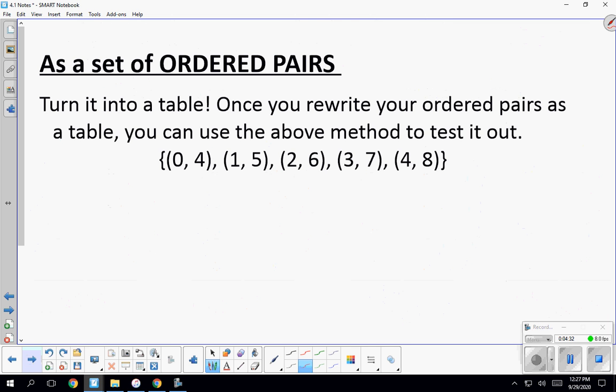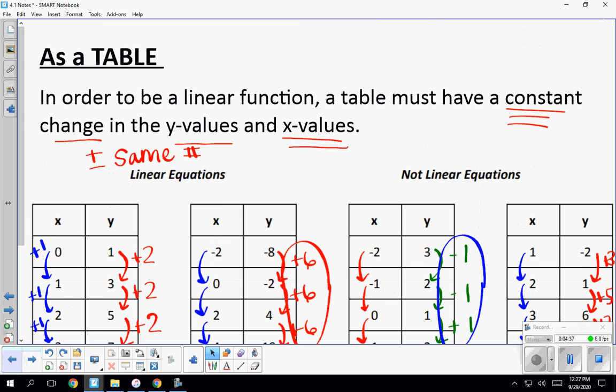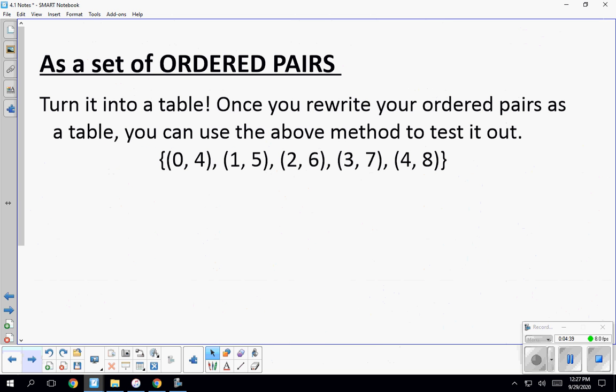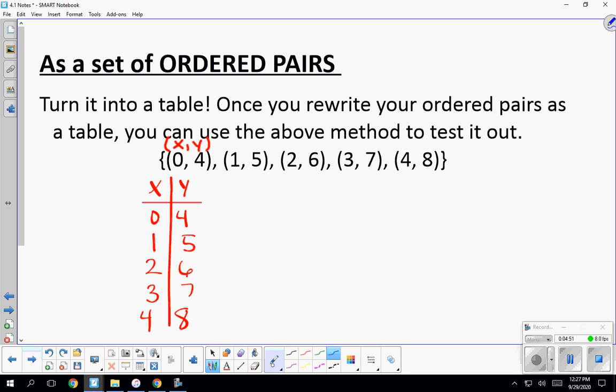If I'm given a set of ordered pairs, I can actually write it as a table, and then I can go back and use this method again. So what I've done here with these ordered pairs, remember these are x, y ordered pairs, is I've taken each one and written them as a table. And again, just make sure you can use the table to determine whether or not it's linear. So make sure you have a constant change here in your x values, and we do. And then we can look at our change in y. And because we are increasing by 1 each time, that means this guy is linear.